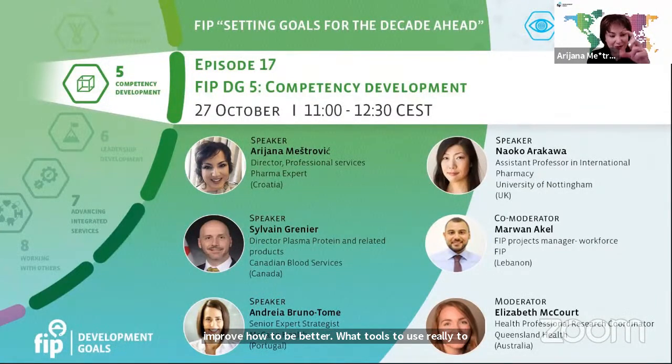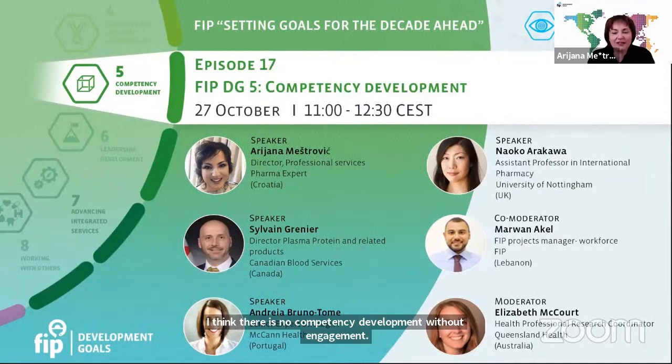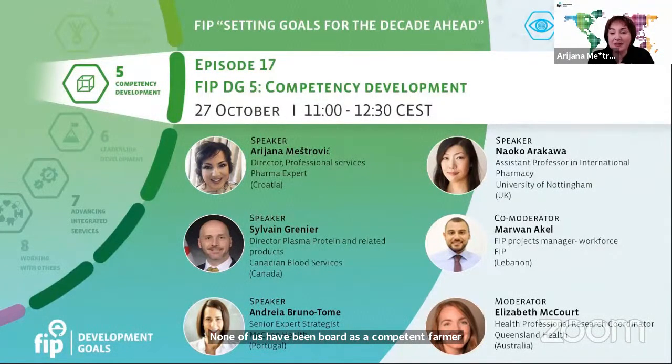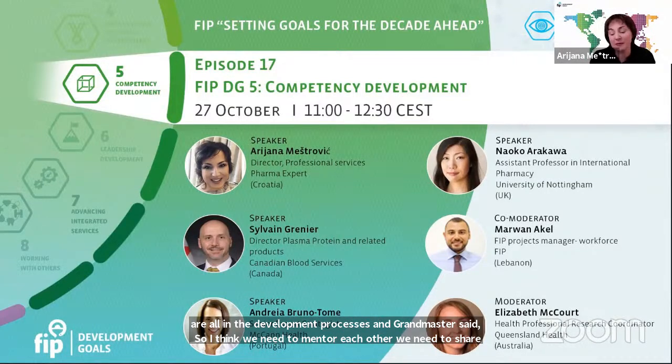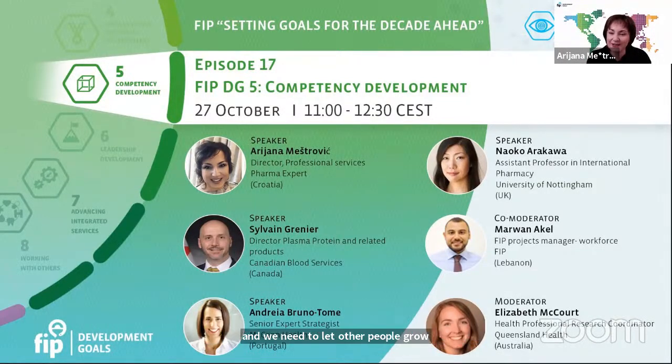And my last thought, that was on my last slide that I couldn't explain. It's two white people, and one is pushing the other to go up. Basically, I think there is no competency development without engagement. None of us have been born as a competent pharmacist, and no one will die as a fully competent pharmacist. So we are all in the development process, as Andrea nicely said. So I think we need to mentor each other. We need to share the knowledge and experience, and we need to let other people grow and develop next to us. And all these kind of elements we are basically introducing in our frameworks.